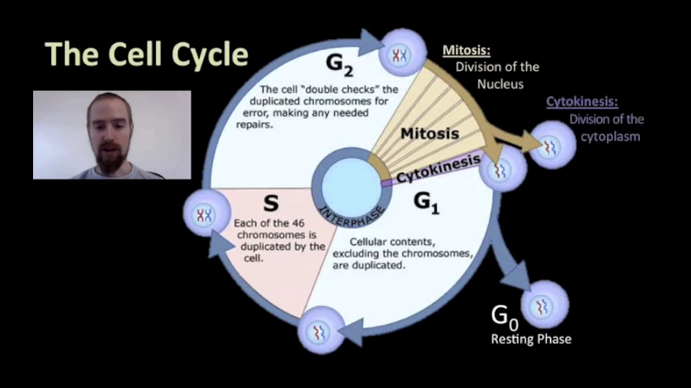Cells are the basic unit of life, and like all life forms, cells grow, develop, and reproduce over their lifetime. This diagram represents the steps in the cell cycle, which you can think of as kind of like the life story of one particular cell.